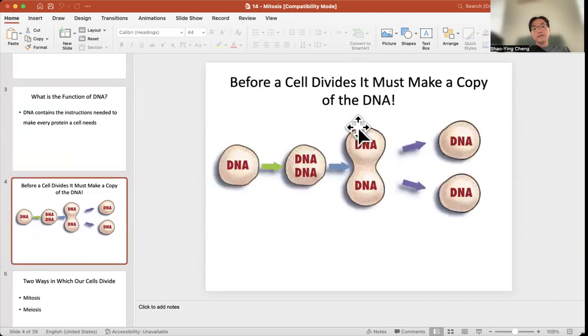So before the cell division happens, DNA has to duplicate, and eventually you can divide into two daughter cells with exactly the same DNA.